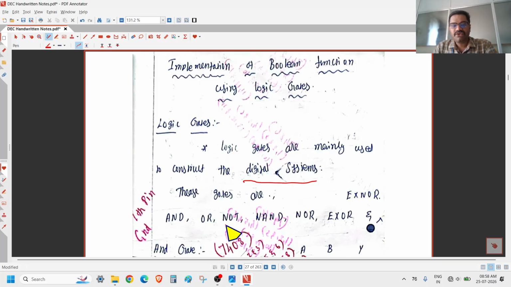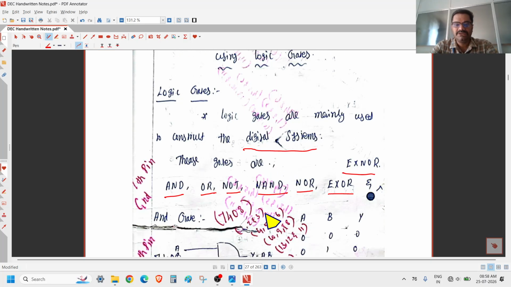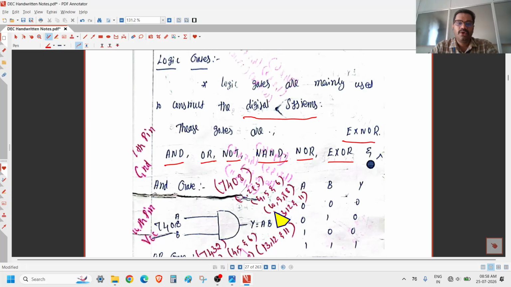The types of logic gates are AND gate, OR gate, NOT gate, NAND gate, NOR gate, EXOR gate, and EXNOR gate. Each and every gate is used for performing one kind of operation. We'll discuss one by one, right? First we are going to discuss the AND gate.